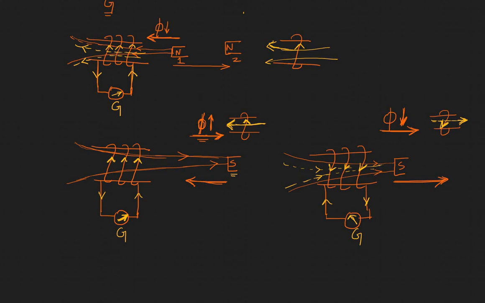So here's the summary. If there's one equation that can summarize this whole session, it is EMF is minus delta phi by delta t, where delta phi represents changing flux and delta t represents the time over which it changes. So the faster you move these magnets, the more EMF is produced.